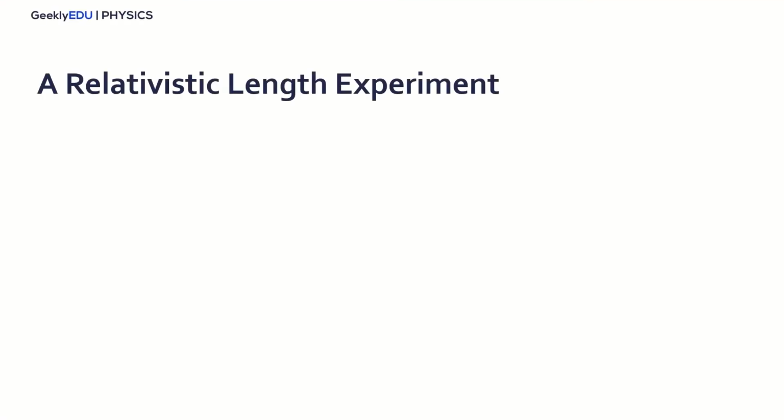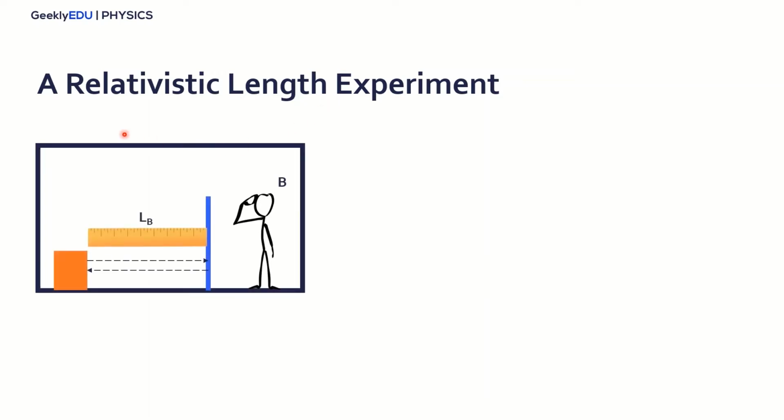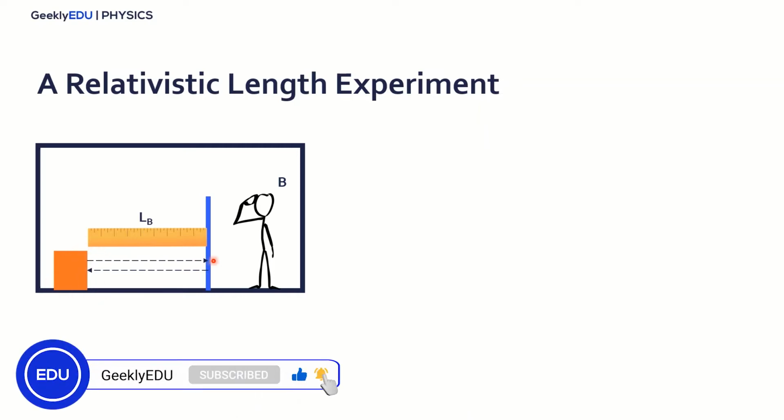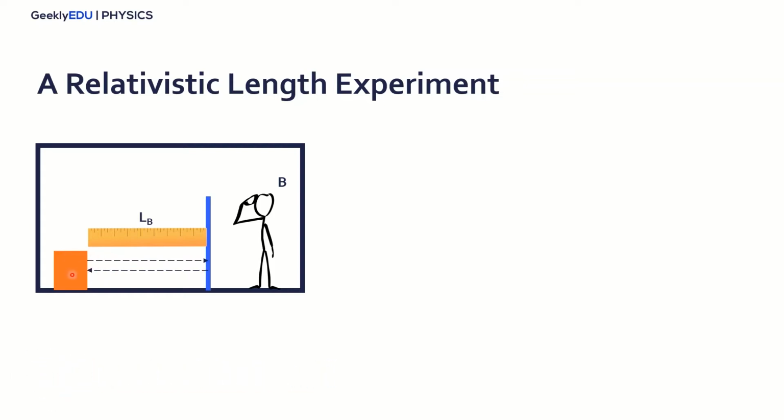So let's start with a relativistic length experiment. Okay, so we have a train car here. We have an observer B inside this car, and also we have this device right here. This device shoots light to a mirror, and it measures the time when the light comes back to the device. The distance between the device and the mirror is measured by this ruler here, LB, okay? And observer B is taking a look into this ruler, all right?